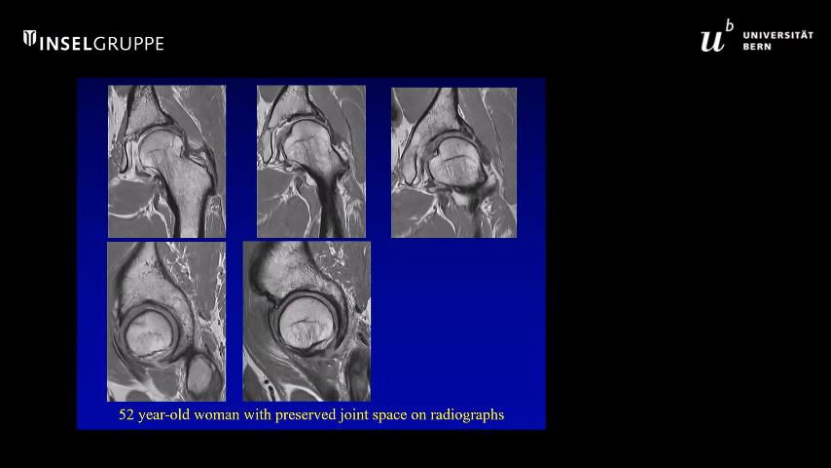This is a 52-year-old lady with really normal radiographs. You can see she's dysplastic. She has areas of full thickness cartilage loss over the femoral head. And then, of course, we want to separately evaluate the acetabular dome. And you can see pretty substantial cartilage loss.